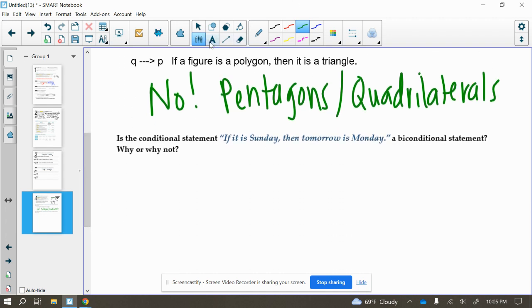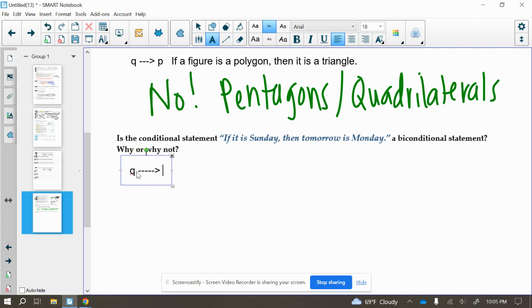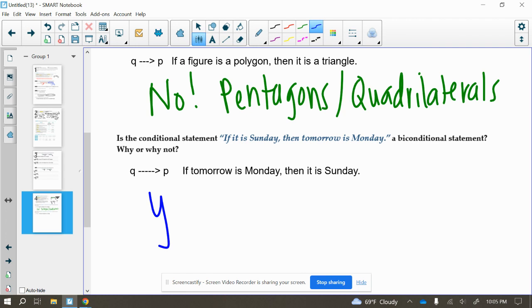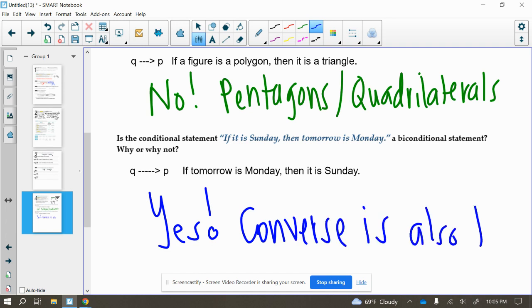On our second example, we have the original conditional statement: if it is Sunday, then tomorrow is Monday. Again, if we look at the flipped order, if we put the Q first, then the P, it would say if tomorrow is Monday, then it is Sunday. Does this make sense? The answer here is yes. If tomorrow is Monday, that has to be a true statement that it is Sunday. And we know that this order is also true. So we would say our converse is also a true statement.